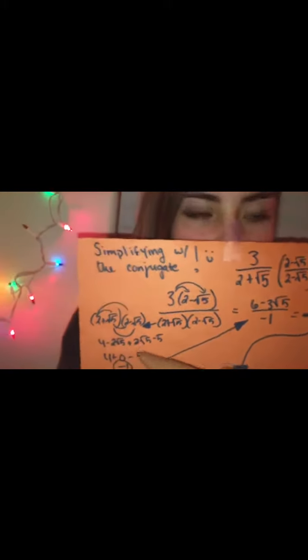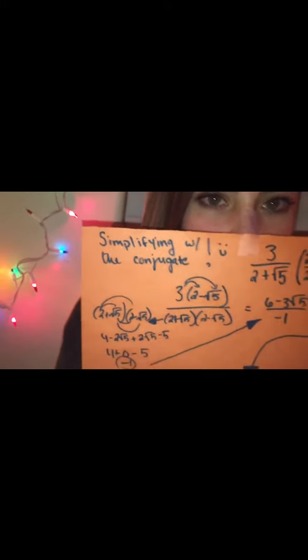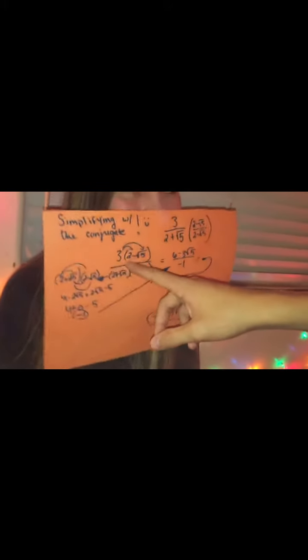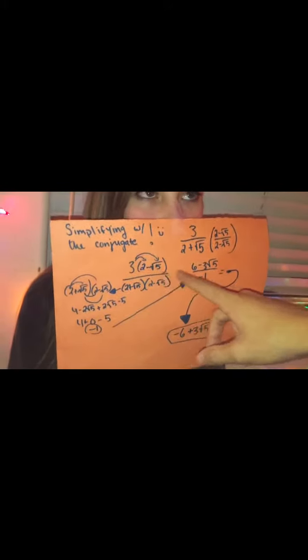So it's a plus and that's a minus. And so you have to FOIL that. So you get 4 minus 2 square root of 5 plus 2 square root of 5 minus 5. You have 4 plus 0 minus 5, which is negative 1. And you just distribute the 3 to both sides, but you can't multiply a regular number times a radical, so it's on the outside. You put that over negative 1, and your answer would be negative 6 plus 3 square root of 5.